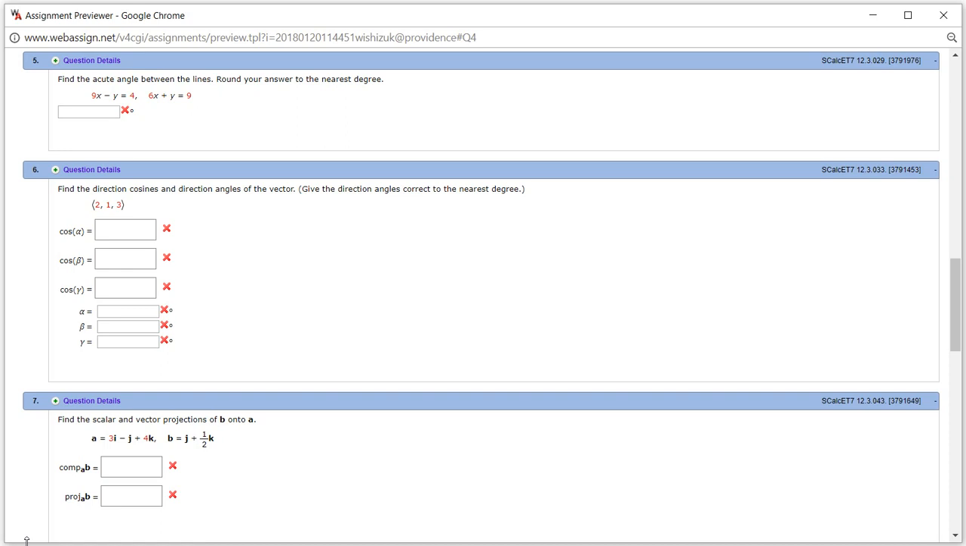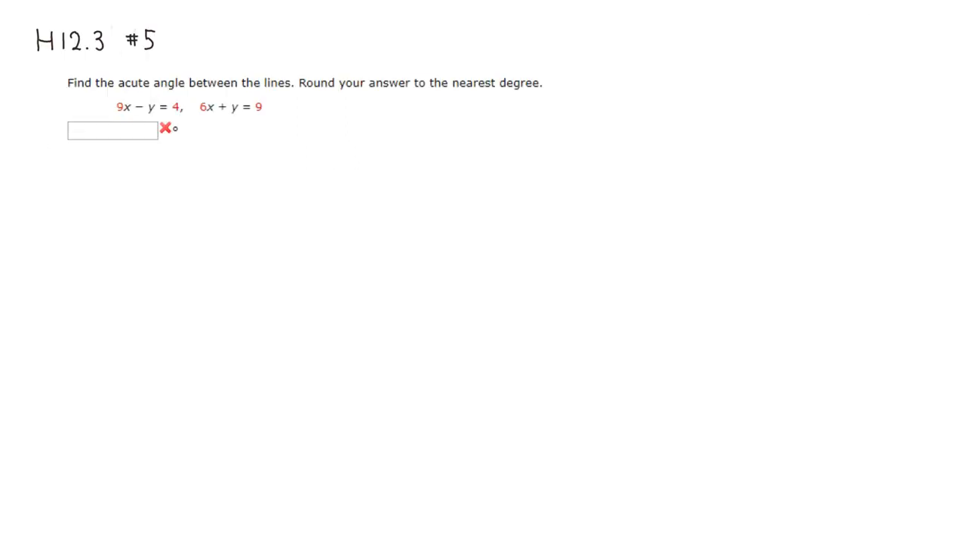All right, let's look at homework 12.3, problem number 5. We want to find the acute angle between these given two lines. All right, so let's do that. Let's look at the first line.